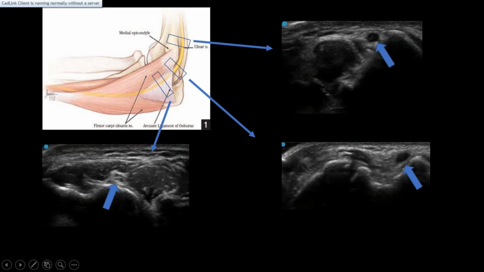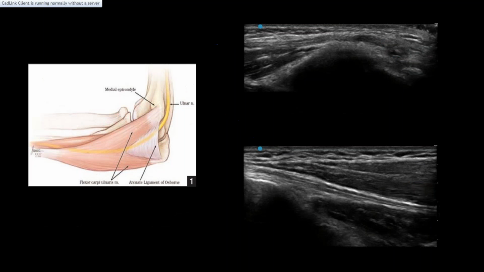The reason is that the nerve proximally has a plexiform arrangement of fascicles, so it is hypoechoic compared to the distal part of the nerve. And the nerve itself is bending over the bone, so the course of the nerve is such that it is going to appear hypoechoic here. So it's important to understand hypoechogenicity is not always associated with pathology. It can be a normal anatomy of the nerve for that specific site.